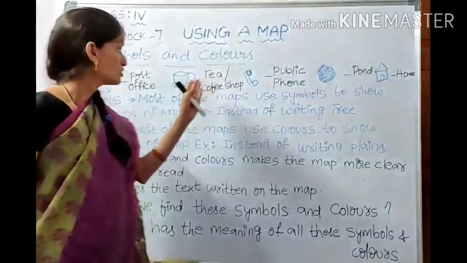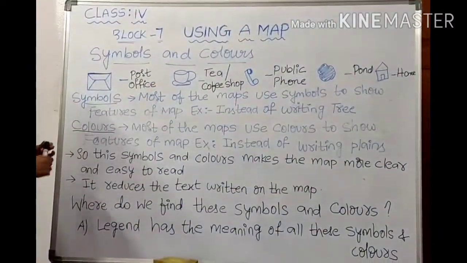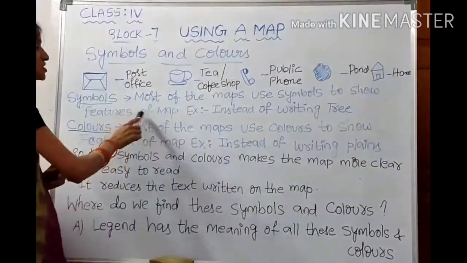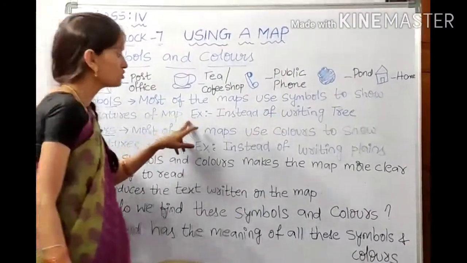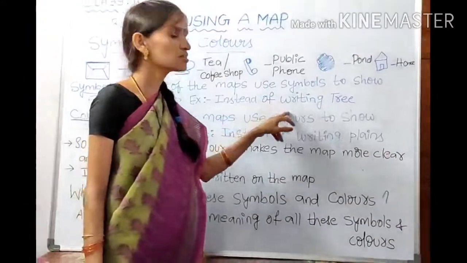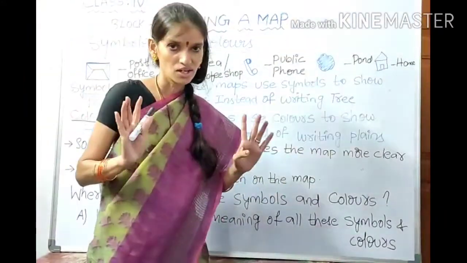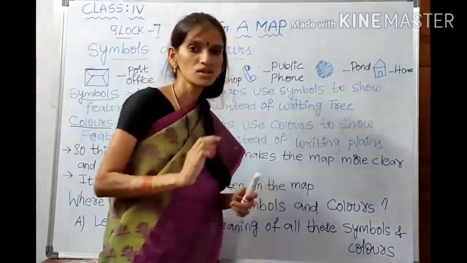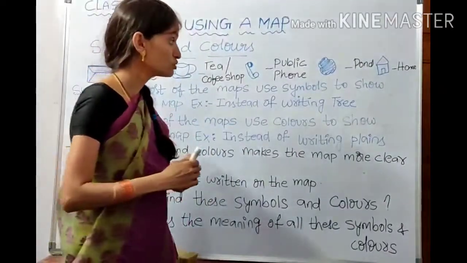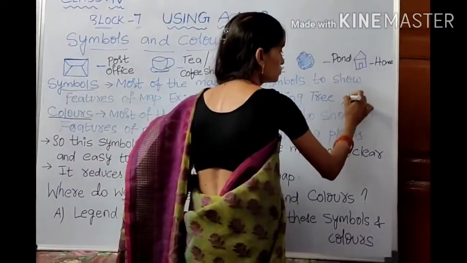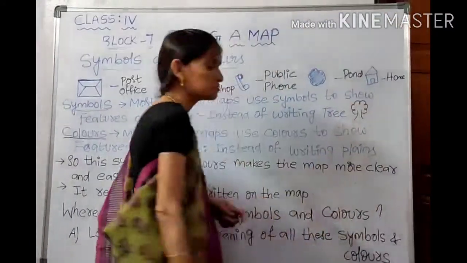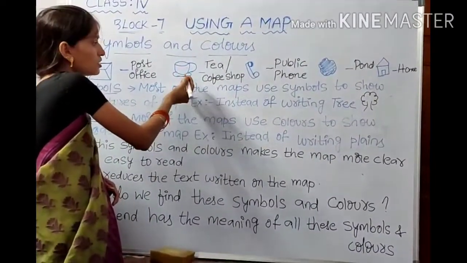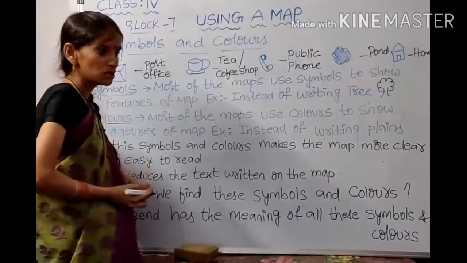And not only these symbols, but also features of the map. For example, instead of writing tree, see the map is there. There is a tree in a particular place. So you will write tree there. Instead of that, what do you do? You will draw a tree there. You will use a tree symbol. So if there is any tea shop, you will draw a tea symbol, this cup and saucer symbol.